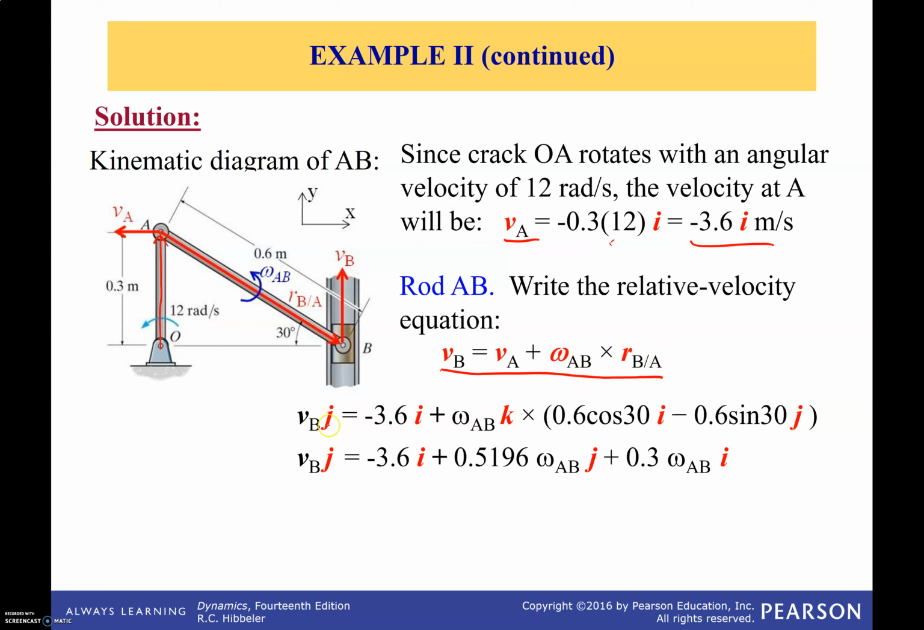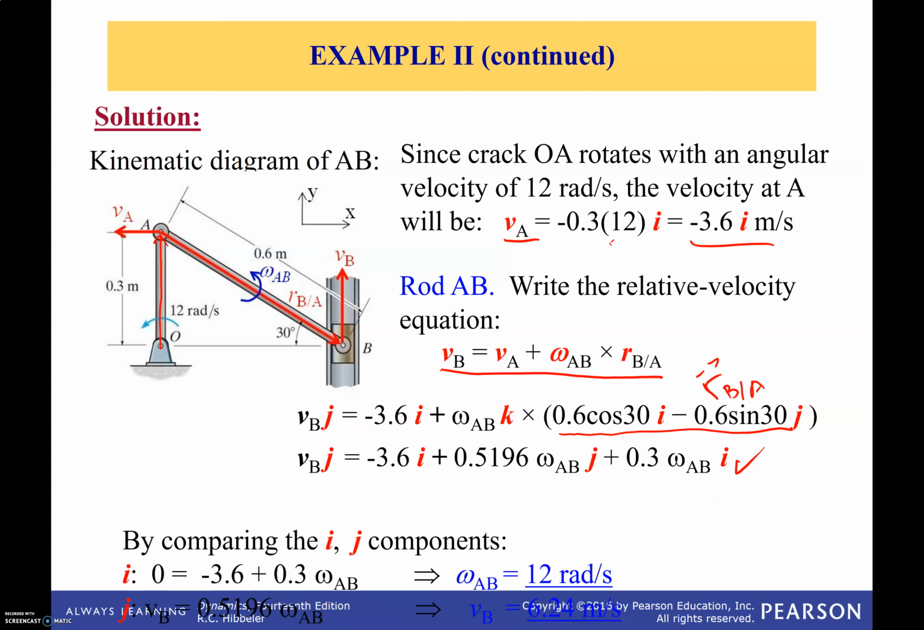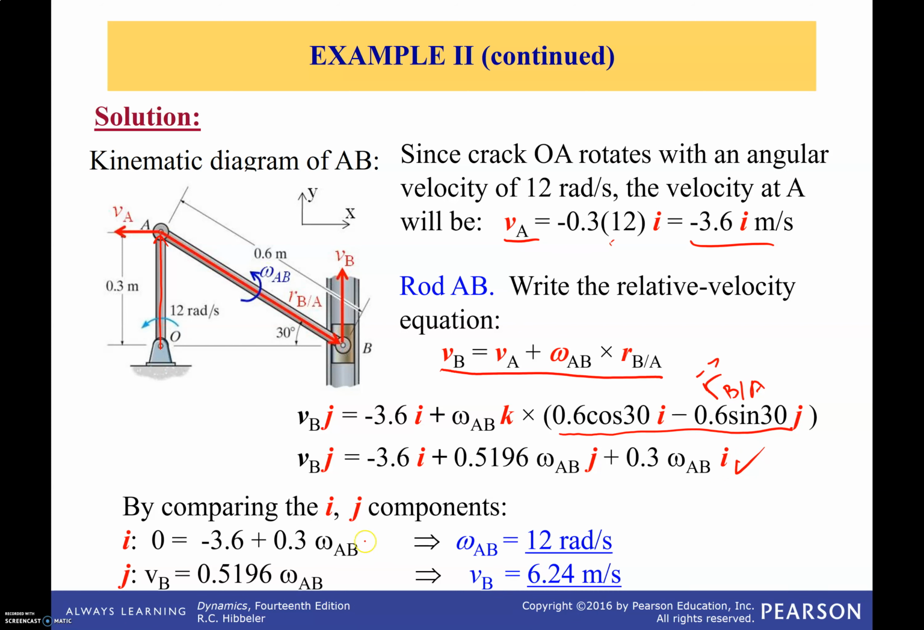And then we just write this using ij components. So VB has only a j component, positive. VA has an x component only. This is the angular velocity that we don't know, k. Cross, this is a vector here. This is R, B relative to A. So we go ahead and do the cross product there, and we end up with this vector here. And now that gives us two equations, one for the x and one for the y component, that we can solve and find the solutions here.